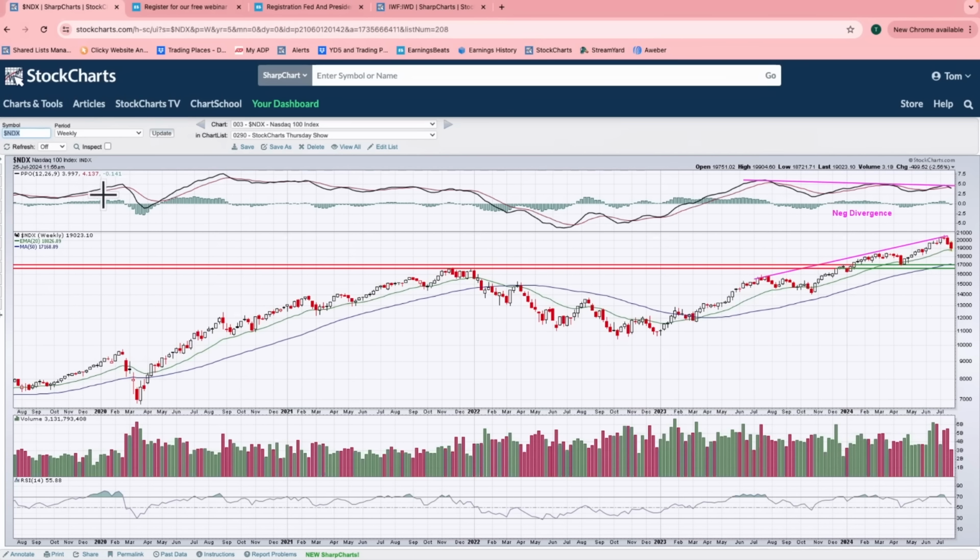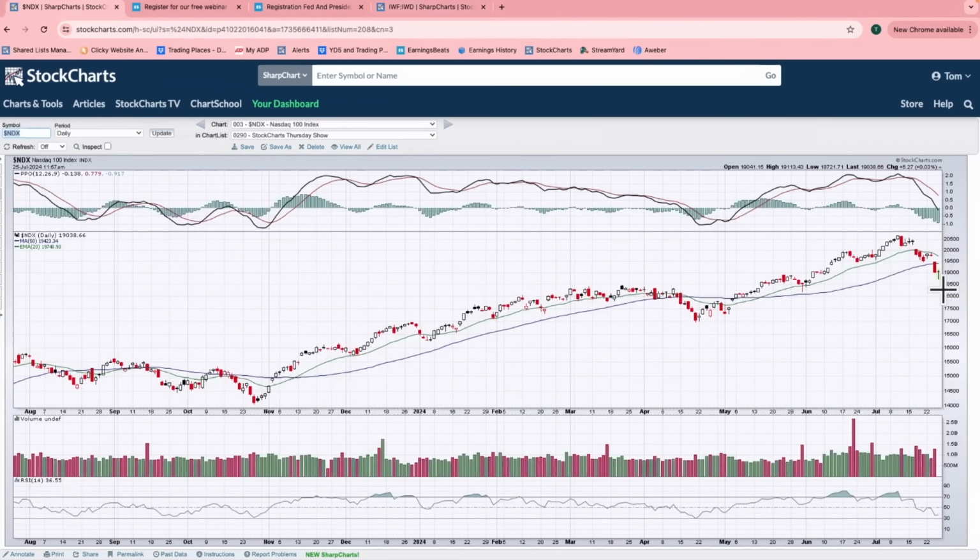If you're looking for a possible reversal short term, this would be an area where we certainly could see it, no doubt. On a daily chart on the NDX, you can see that we're trying, and this is just midday, so we'll have to see how we finish this afternoon.